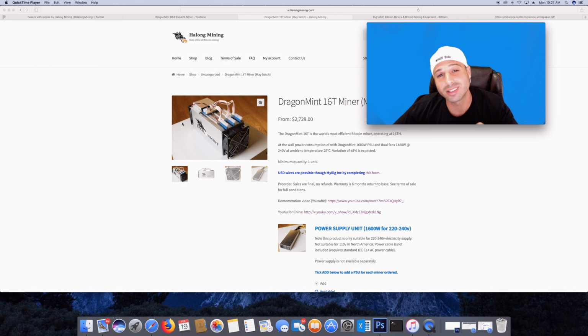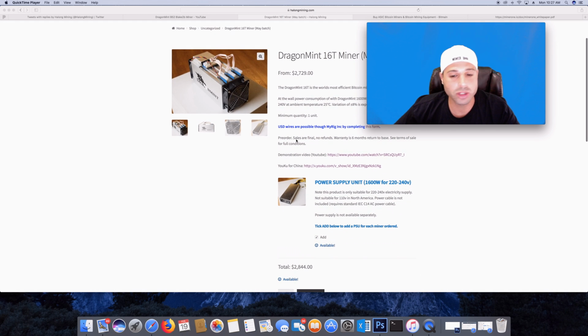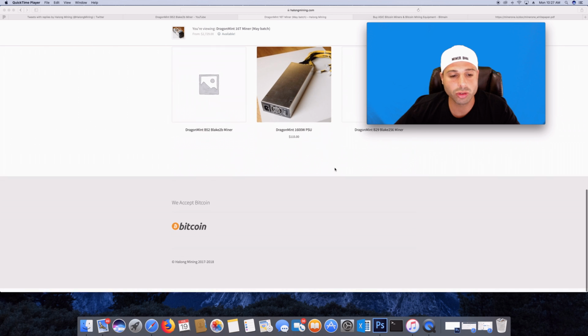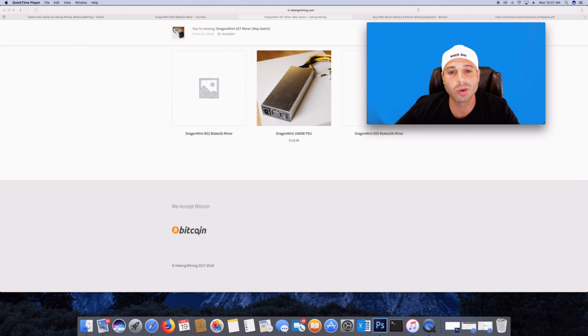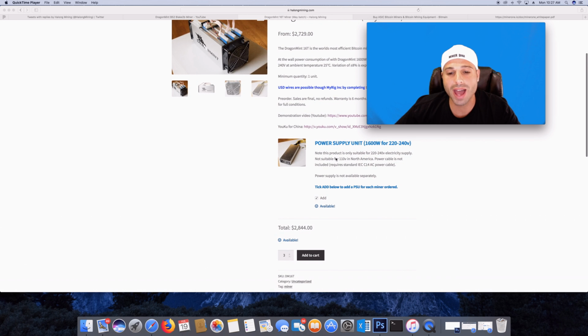And now let's get into the information. Alright, so here's the Dragon 16T miner. They show that you can buy it. You can use USD wire transfer, but you have to go through a form first. They also accept Bitcoin, not Bitcoin Cash. Another thing is that they said this will not work with 110 volts, so you need 240 installed in your home or wherever you are. If you're running 110, you're going to need the 240 to run these things.